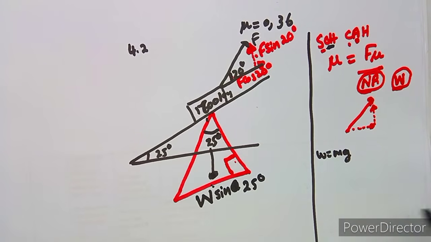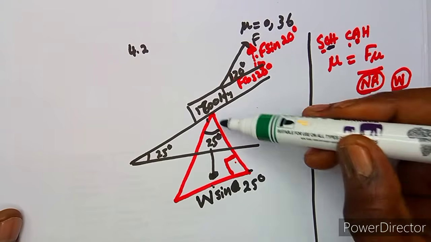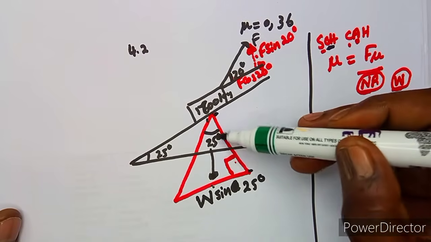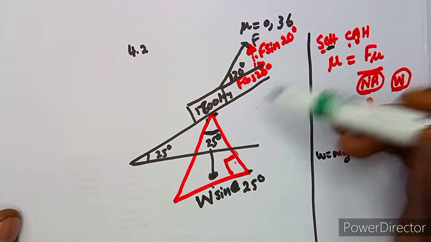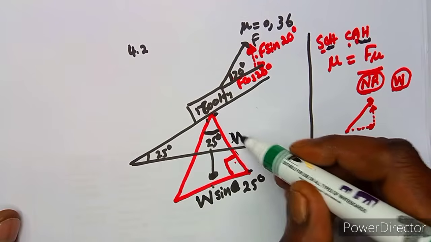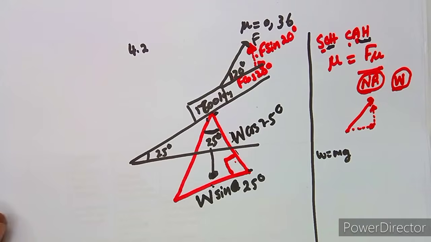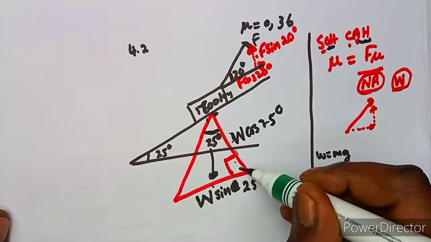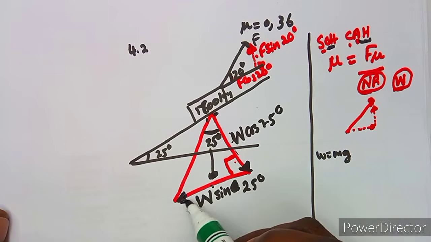All right, let's see about this side here. This side is the adjacent. As you can see, the angle and the right angle are on this side, so they are adjacent to each other, which means you're going to use cos. So this is going to be W cos 25 degrees, like this. And this is going this direction, and this is going this direction, like this.